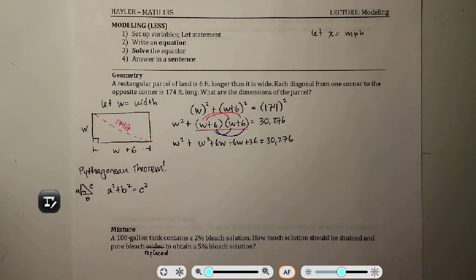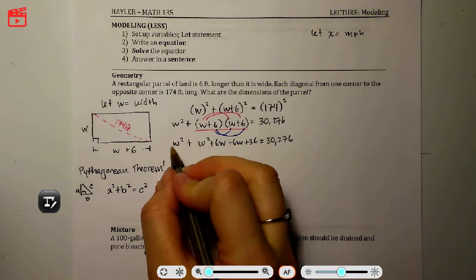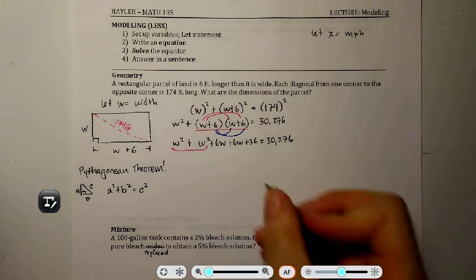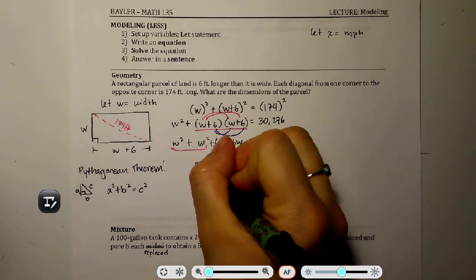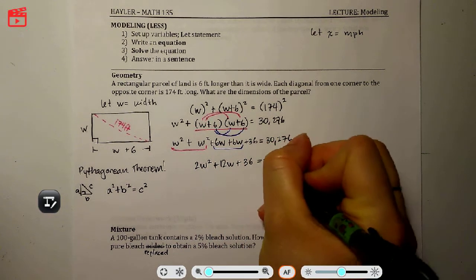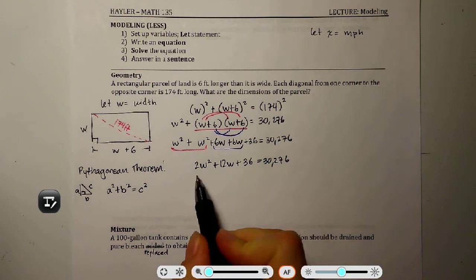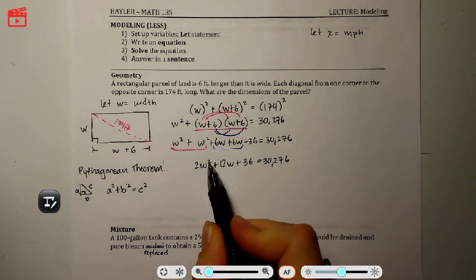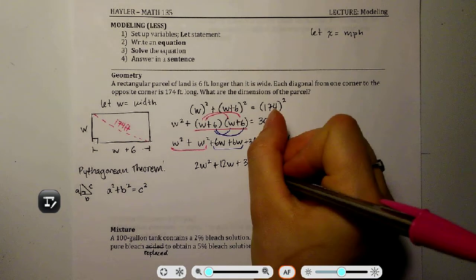All right, so let's take a look at the left side. Can we combine any like terms here? Yes, we have these w squareds, and we have these 6w's that we can combine. So combining that, we get 2w squared plus 12w plus 36 equals 30,276. Okay. Now, because this is a quadratic equation, and we have both the squared term and the power 1 term, I'm going to move the 30,276 to the other side. So subtract that from both sides.